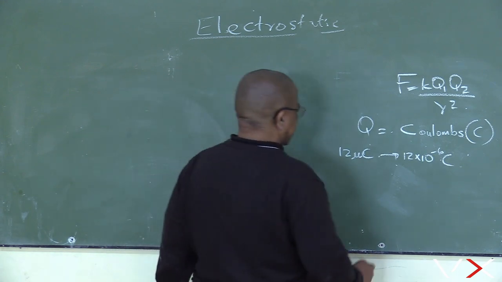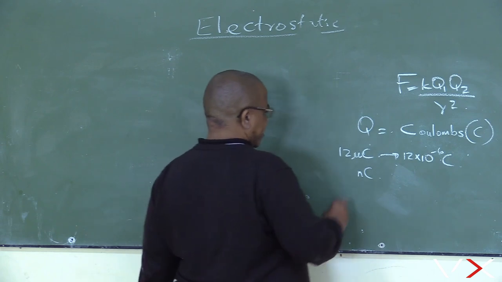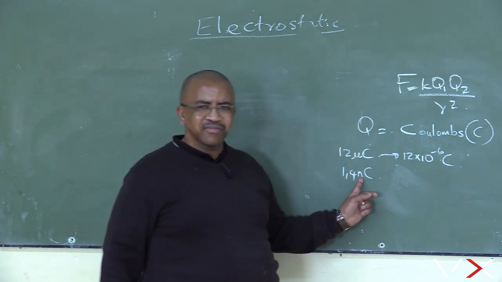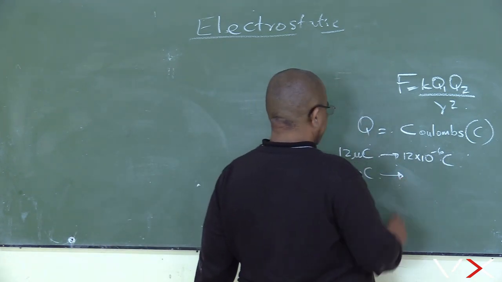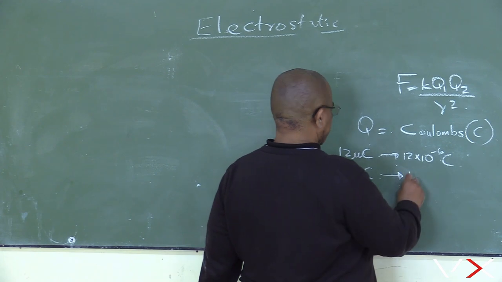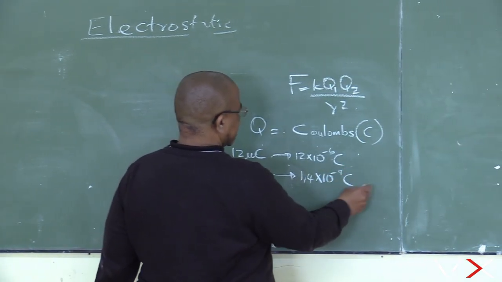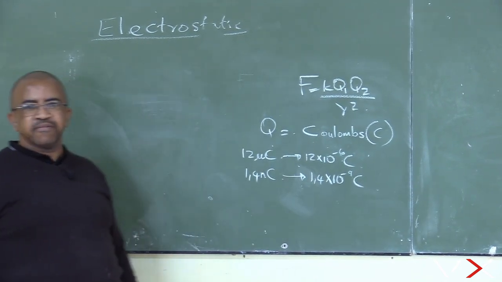Kungenzeka unikeze nano coulomb, 1.4 nano coulomb. Converting nano coulomb to coulombs is 1.4 times 10 to the power minus 9 coulombs. Conversion is important.